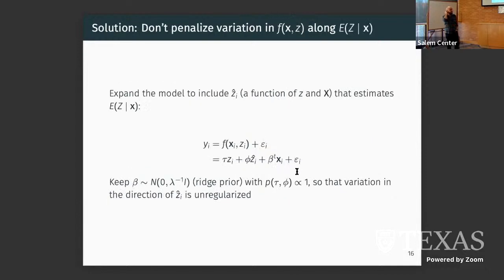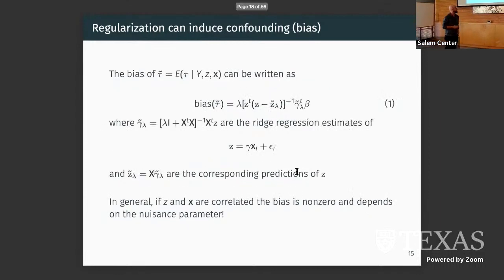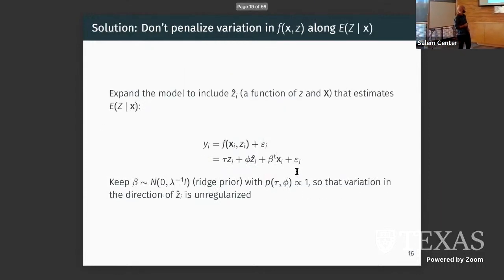Fortunately, there's a very simple fix, and that fix is to actually expand the model to make sure that our function, in this case, this linear function here, does not penalize variation in the direction of the conditional expected value of z. Okay? So how do we do that? It's really easy. What we do is we actually take the data that we have on z and x, we get an estimate, z hat, for the conditional expected value of z. Okay? In the case of a binary treatment, that's just the propensity score.